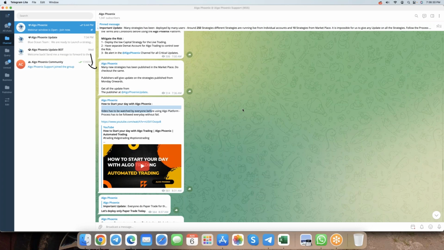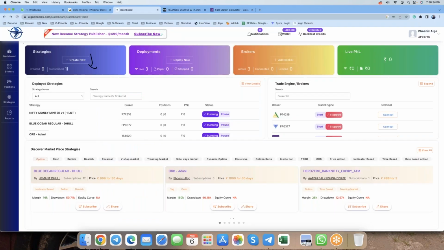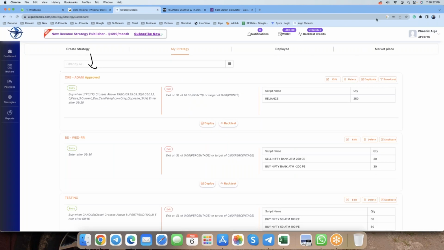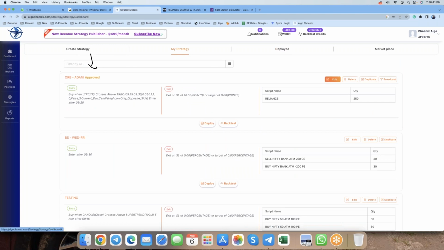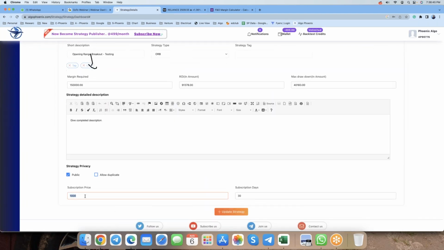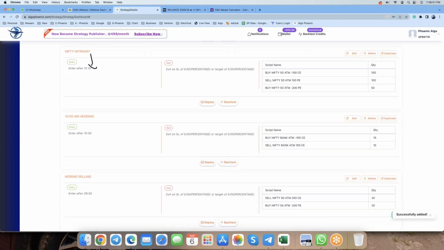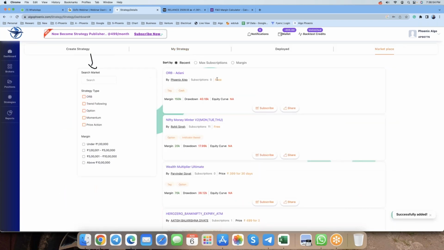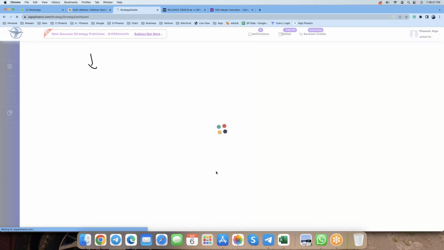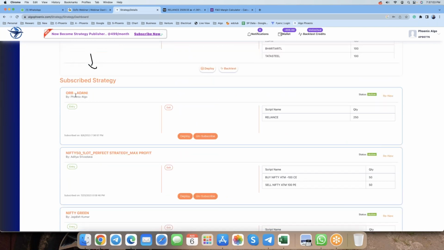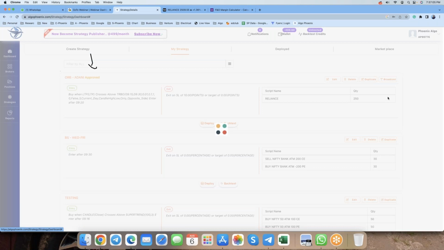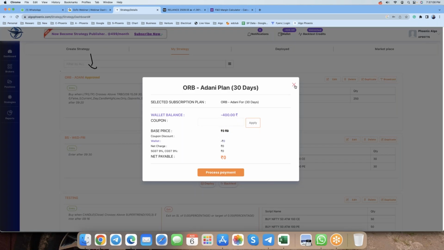Okay, so after this, if anybody subscribes to the strategy, I will receive that money in my account because I have published this. If I wish to give it for free, let me show you. I'll give it as free. I want people to use it for free and see the results coming on this strategy. The strategy has been updated. It will show as a free strategy in the marketplace. I'll subscribe, process payment, I'll subscribe. Okay, you see, it has been subscribed for free. I can renew if it is chargeable, or I can keep it for free.